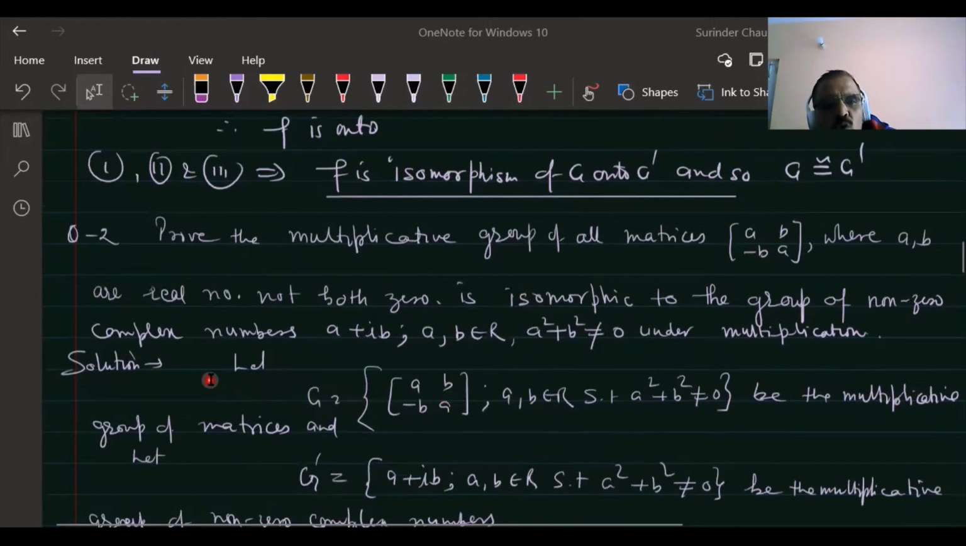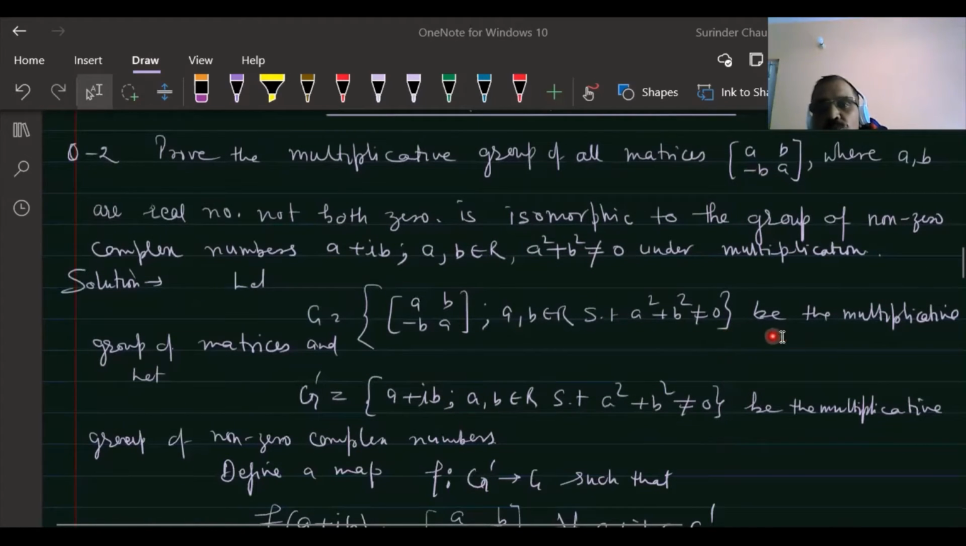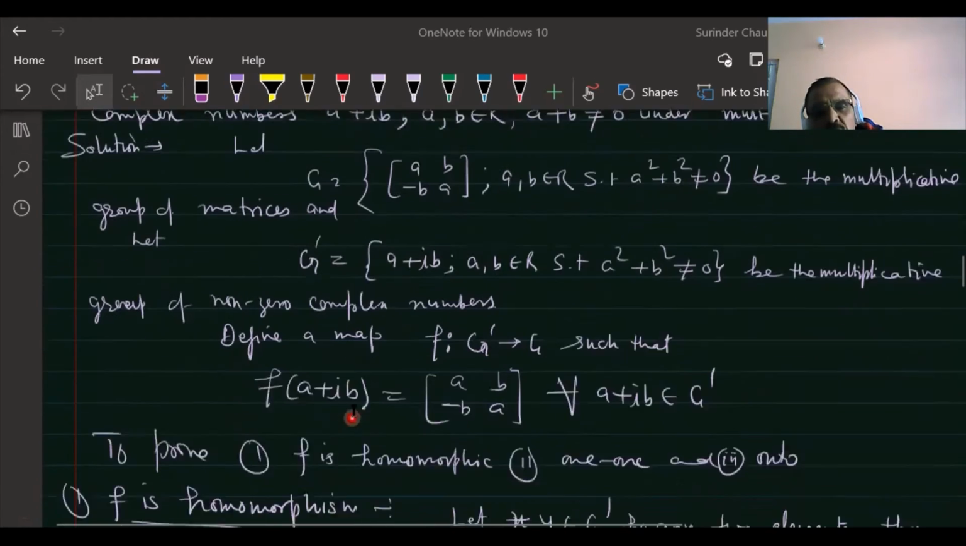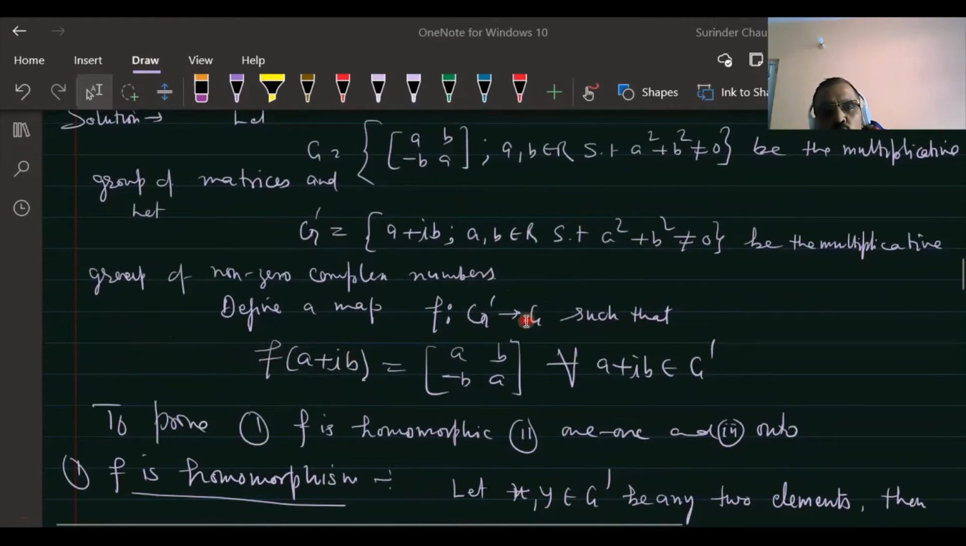Given, G is the set of all 2 by 2 matrices (a, b; minus b, a) where a, b are real numbers such that a square plus b square is not equal to 0, the multiplicative group of matrices. And G' is the set of all complex numbers a plus iota b where a, b are real numbers, not both zero, the multiplicative group of non-zero complex numbers. Now define a mapping f from G' to G, complex numbers to matrices, such that f of a plus iota b is equal to the matrix (a, b; minus b, a), for all a plus iota b belonging to G'.